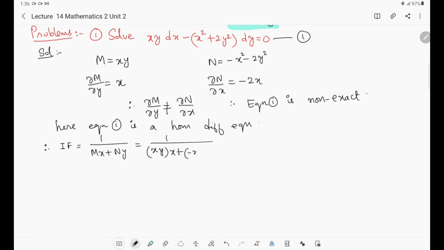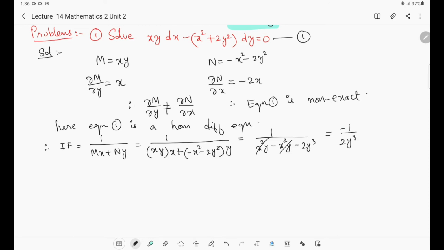Plus n is minus x square minus 2y square into y. Now just simplify this. What we will get here? 1 by xy into x is x square y, then minus x square y, then minus 2y cube. So the first two terms will get cancelled. So what will remain? Minus 1 by 2y cube. This is the integrating factor.